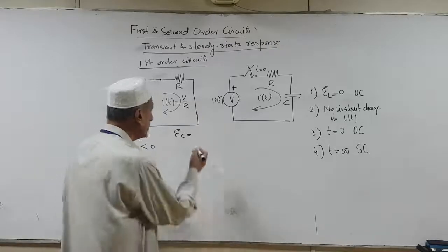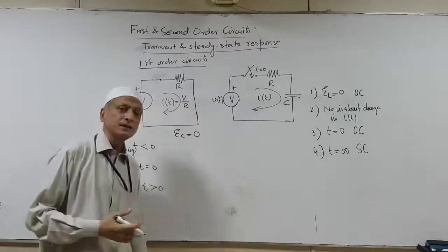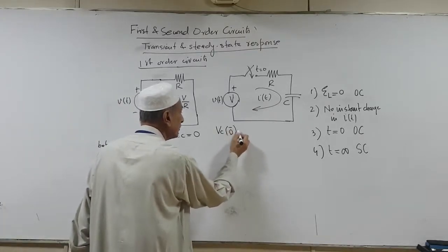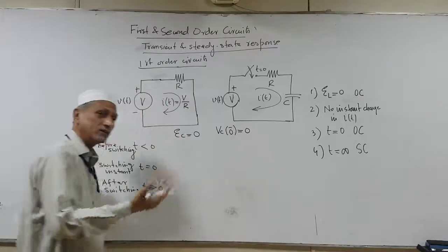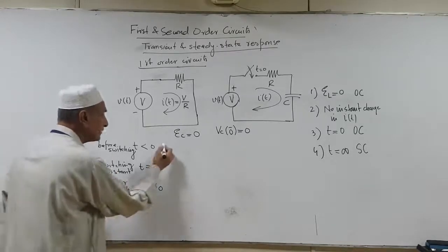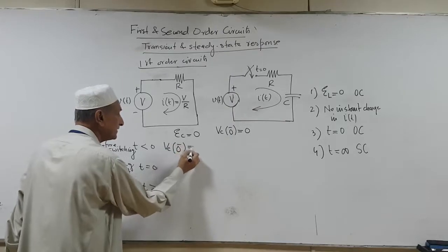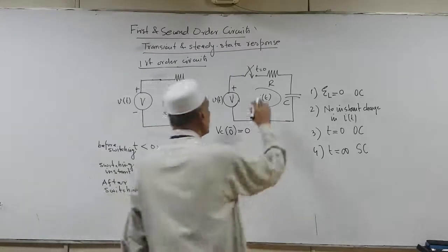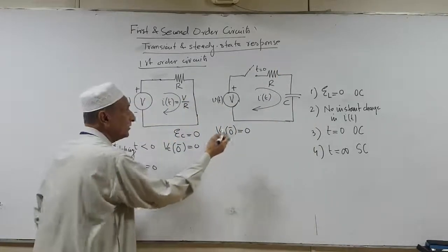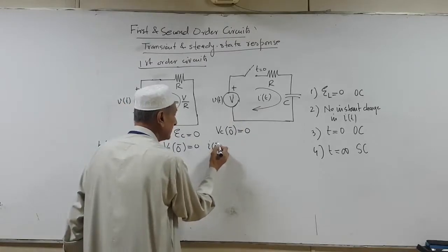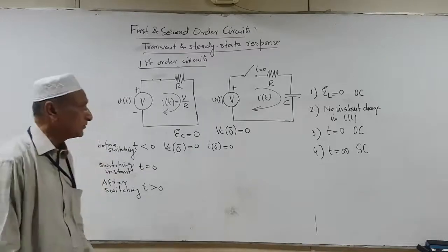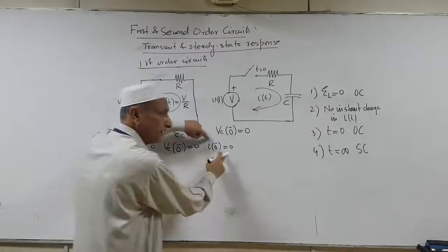Again we go for the assumption that the energy content of the capacitor is 0. This means before switching the voltage across the capacitor is 0 because there is no energy. So there is no charge on the plates of the capacitor, and eventually the voltage is 0. So we can say that VC at 0 minus is equal to 0. If you work out the circuit current, it's also 0, since the circuit is open. So I at 0 minus is equal to 0.